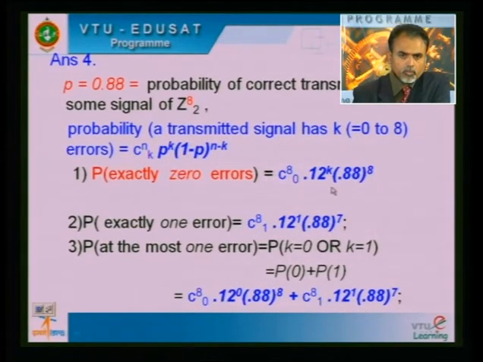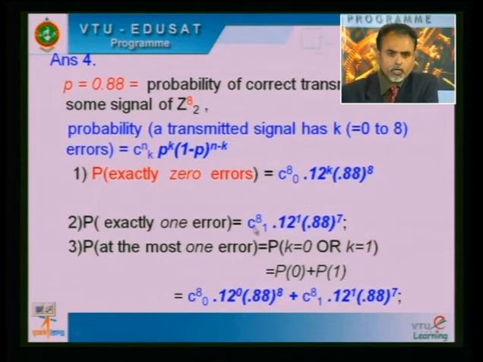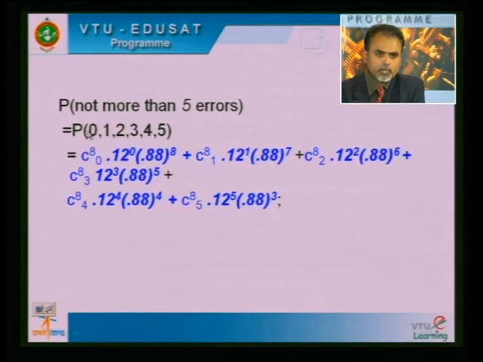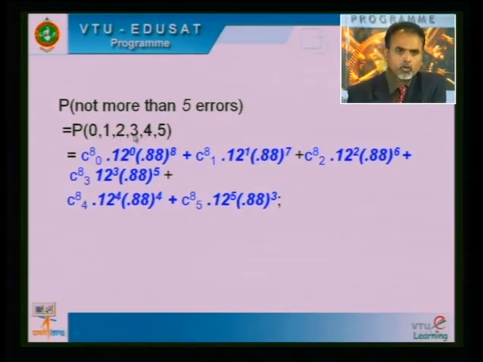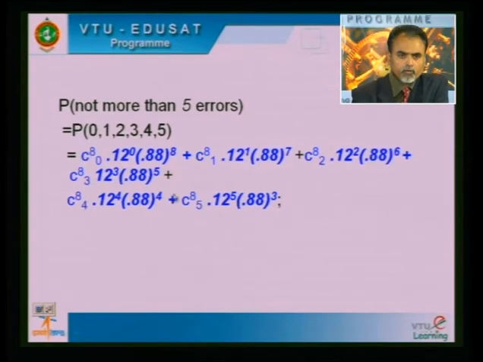0 error, 8C0, 0.12 raised to 0, 0.88 raised to 8, since 1 minus p is 0.88 here. 1 error, 8C1, 0.12 raised to 1, 0.88 raised to 7. At the most 1 means 0 or 1, that is important, maximum 1, and 'or' means you have to add here. Adding these two, P of 0 and P of 1, we get the at-the-most-1-error probability. Similarly, not more than 5 means these possibilities: 0 or 1 or 2 or 3 or 4 or 5, all these ors are added. So it is the probability of 0, 1, 2, 3, 4, and 5, all added together, and you get not more than 5.